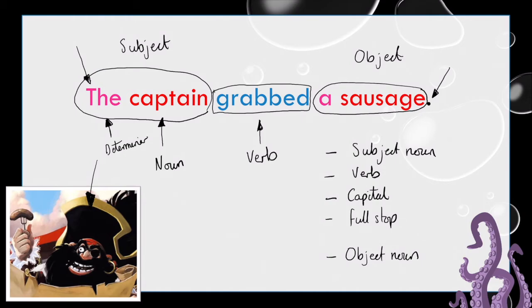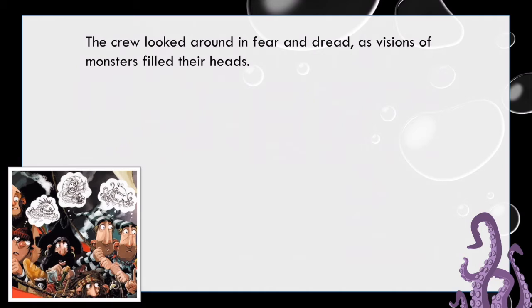There are other things that we've been adding as Year Fours to sentences. Now, this is a sentence actually from the book. The crew looked around in fear and dread as visions of monsters filled their heads. And there they are in the picture, with visions of monsters filling their heads. There's two bits to this sentence. There's the crew looked around in fear and dread, and then it's as visions of monsters filled their heads.